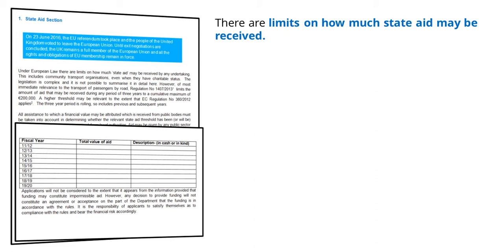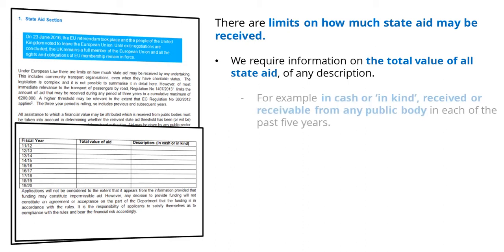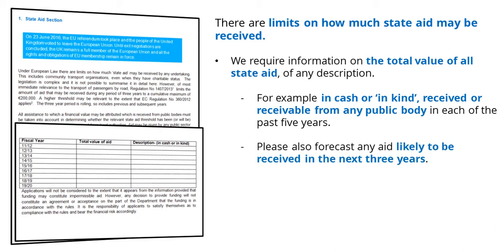For this section of the application, we require information on the total value of all state aid of any description, for example, in cash or in kind, received or receivable from any public body in each of the past 5 years and the nature of that aid. Please also forecast any aid likely to be received or receivable in the next 3 years. If zero funding is forecast, please state this.